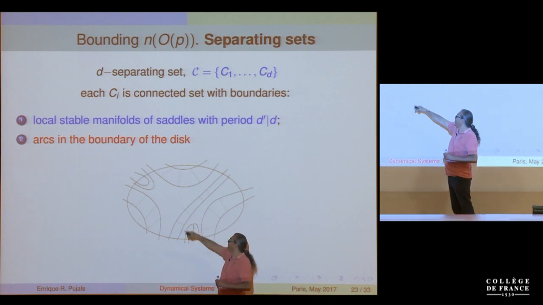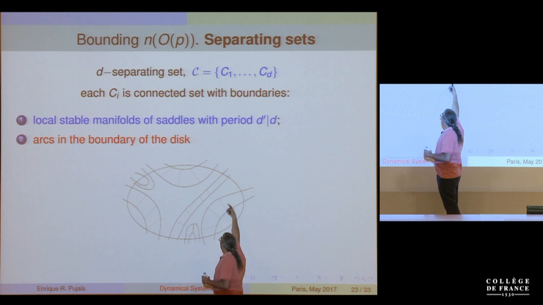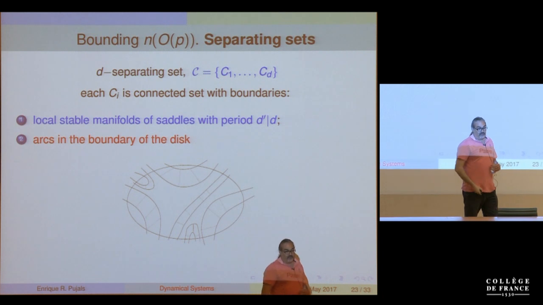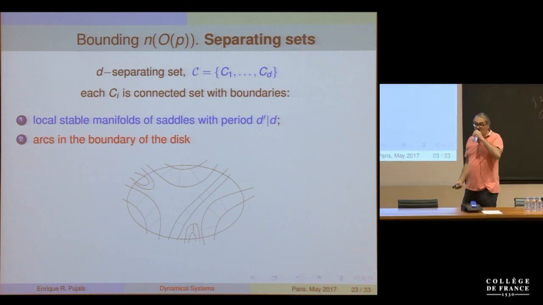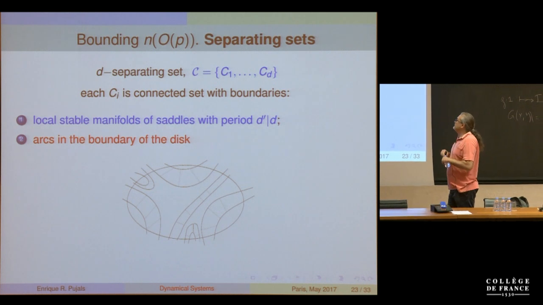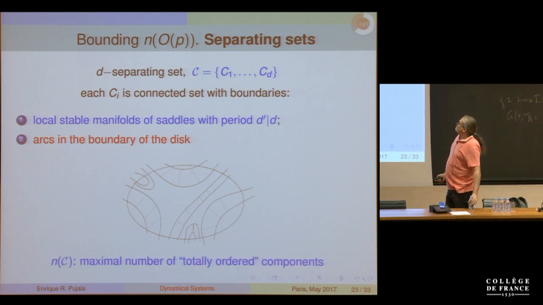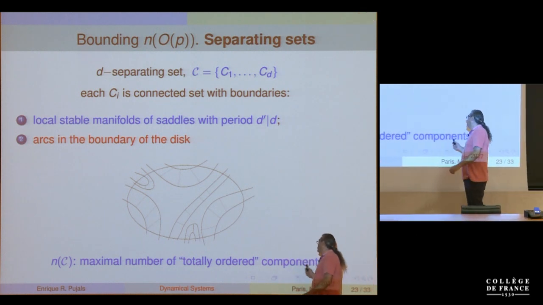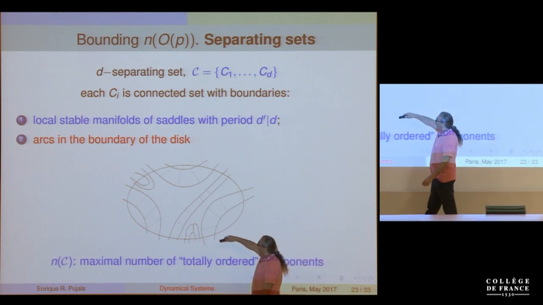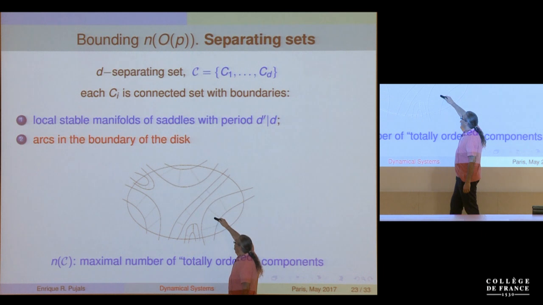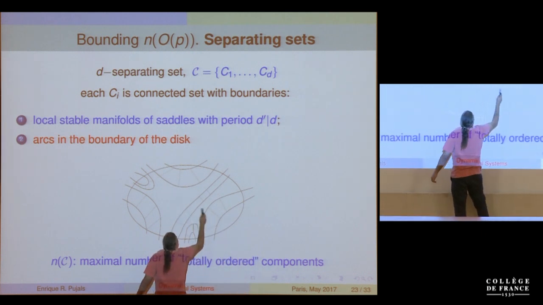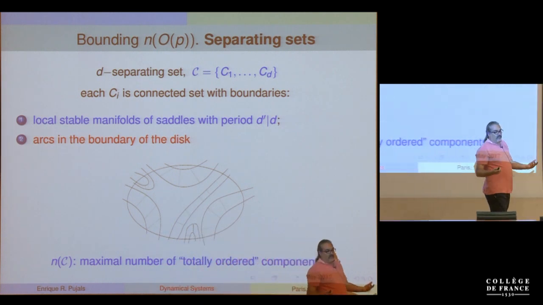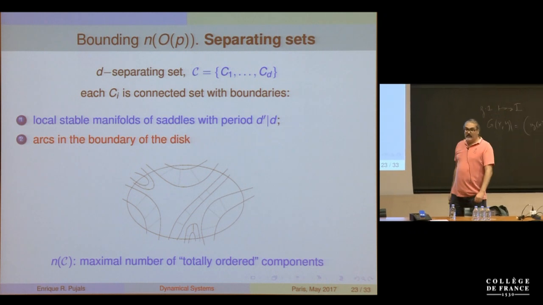This is one example. So here you have Z has 6 connected components: 1, 2, 3, 4, 5, 6. And these are stable manifolds of periodic points. Some are going to be fixed, some are having period 3, and some are period 6. This is a separating set. Just a definition. And you can talk about, of course, the maximal number of totally ordered components. Being totally ordered means that the boundaries are totally ordered. Here we have this 1, 2, 3, or 1, 2, 3. 3 is the maximum.